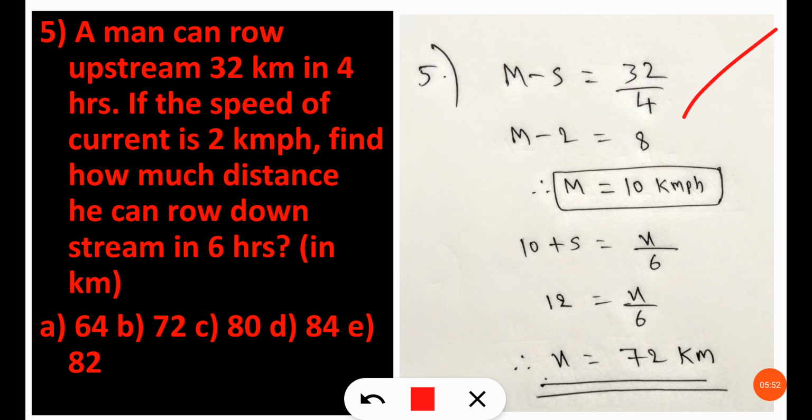m minus s is equal to 32 by 4, that is the upstream speed, and s is equal to 2, which is also given. That's why m minus 2 equals 8, since 4 times 8 is 32. With this expression we get m equal to 10 kmph. Next, downstream speed equals 10 plus s equals x by 6. s is 2, so 12 equals x by 6, and the entire distance is x equal to 72 kilometers. Option B is the right answer.